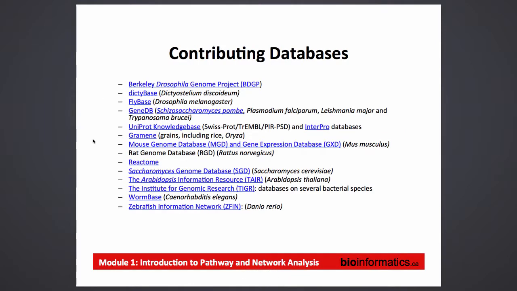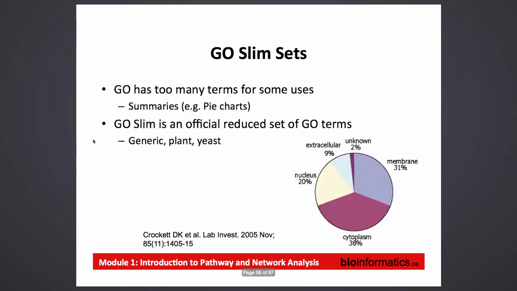There are many contributing databases. There are species-specific databases, and then there are these large-scale databases such as Ensembl that try to incorporate information from many species. And there's a type of gene ontology called the GO Slim that attempts to minimize and trim the entire GO tree for some certain uses where there's clearly too much information.